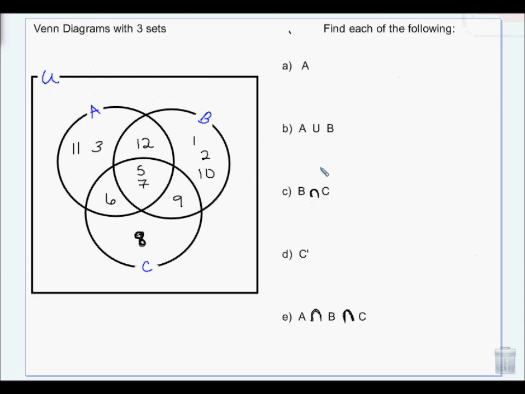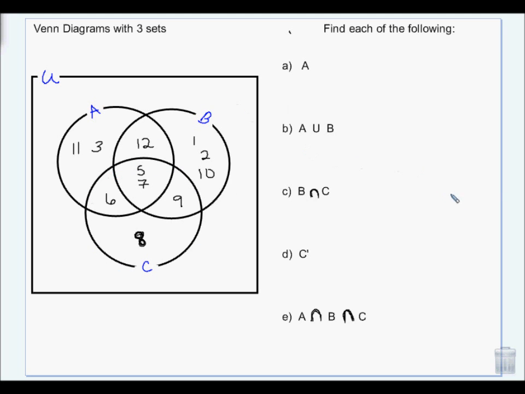Okay, so when you have 3 sets, A, B, and C, your Venn diagram looks like this. So you have 3 circles that overlap. Everything in this one circle here is in A. Everything in here is in B. Everything in here is in C.